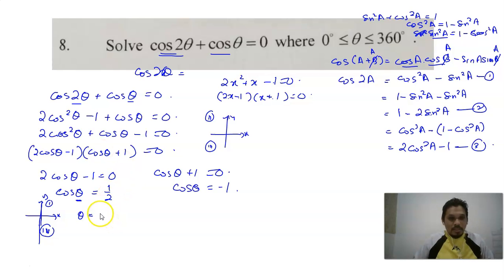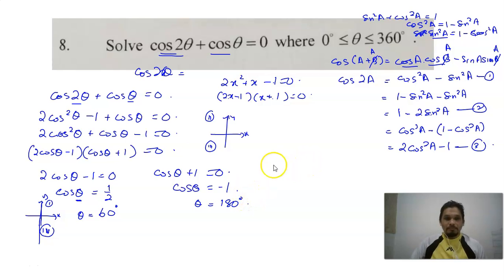Which is 60 degrees. And theta equals arc cos of negative 1, which equals 180 degrees.